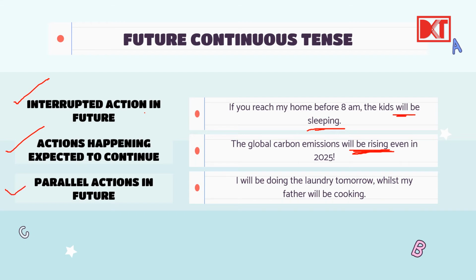Then parallel actions in future. Like I will be doing the laundry tomorrow, will be doing, whilst my father will be cooking. So will be cooking is what? Is again the future continuous tense, and will be doing is also future continuous tense. So these are the parallel actions that will be happening in the future. Okay, so future continuous tense is used to show an interrupted action in future, an action happening right now expected to continue, or maybe some parallel actions that might happen. All right.